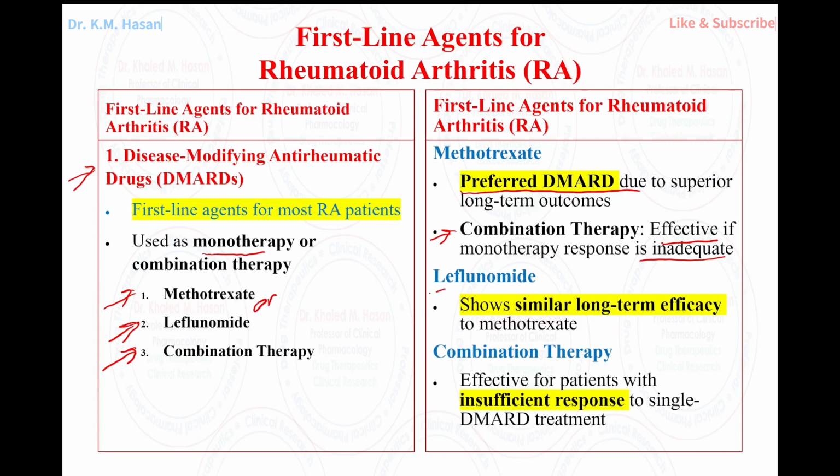What about leflunomide, Arava? They said leflunomide shows similar long-term efficacy to methotrexate. So you can start with methotrexate. If you find a response, that's fine. If not, you can switch the patient to leflunomide. If there is no response to monotherapy, we can move the patient to combination therapy between two treatments, like methotrexate and Arava, for example, or leflunomide.